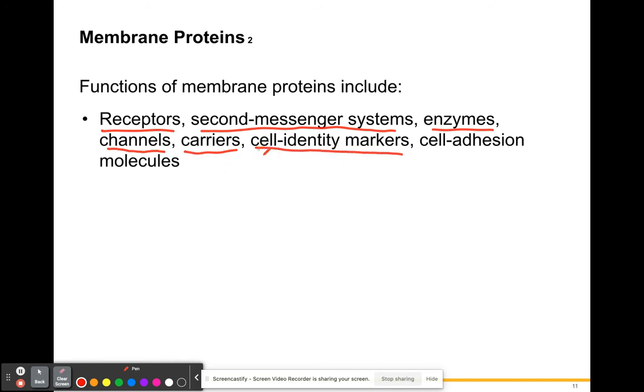That's how we make vaccines, especially the COVID-19 vaccine, by using cell markers or spike proteins that are found on viruses. They could be adhesion molecules, which means that there are certain proteins that are going to help cells stick together or stick to the neighboring cells so that they stay a nice strong tissue.